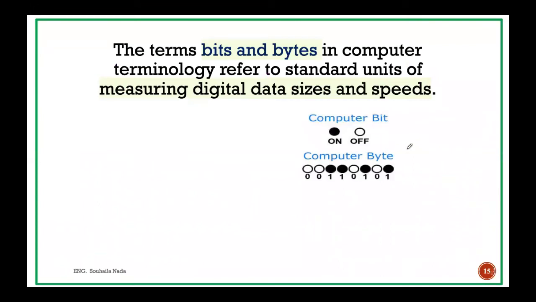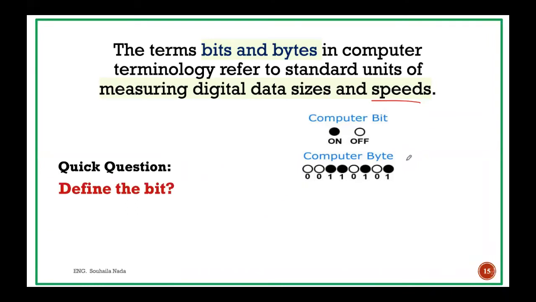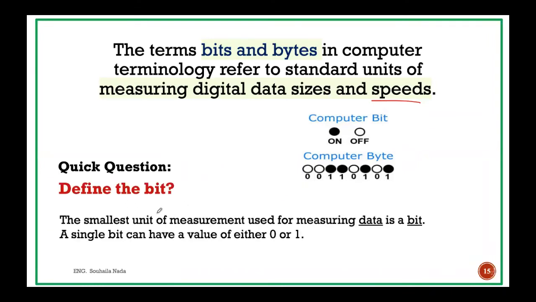So the terms bits and bytes, both of them in computer terminology, refer to standard units of measuring digital data size and speeds. Here is 1 bit and here is 1 byte. So a quick question, and it was one of the questions in a past paper in the exams: define the bit or define the byte. So the solution is, it is the smallest unit of measurement used for measuring data.